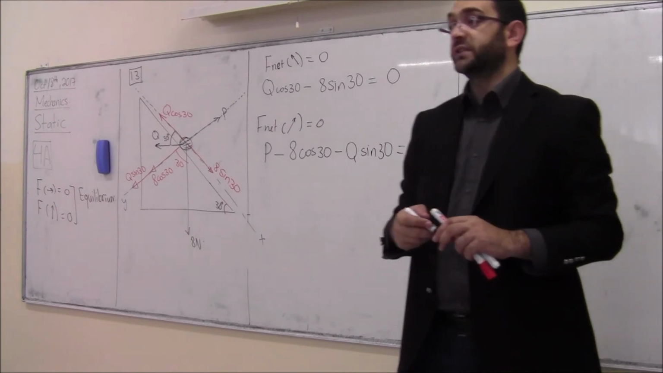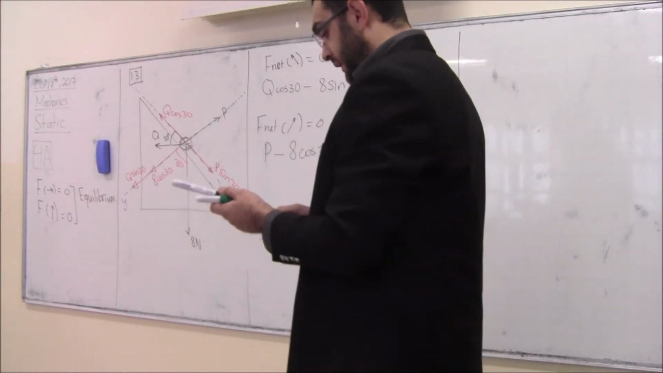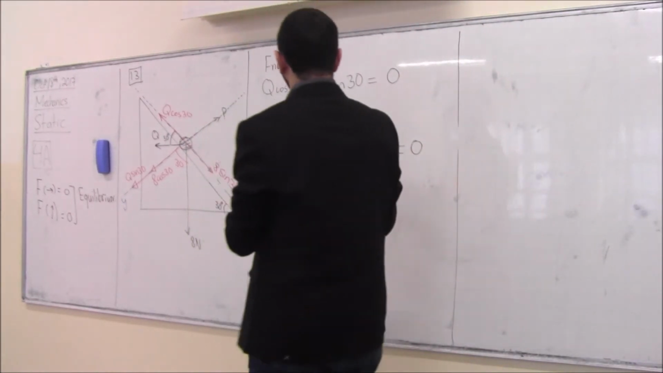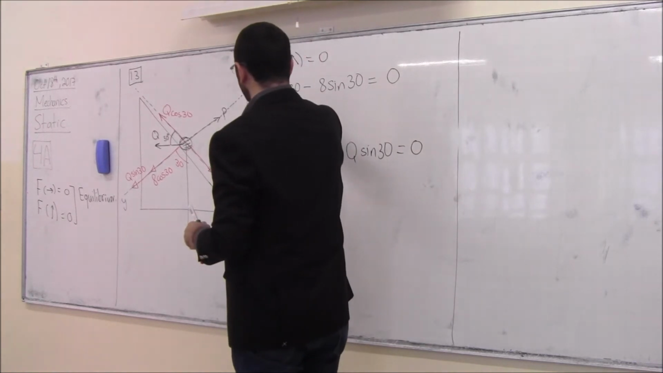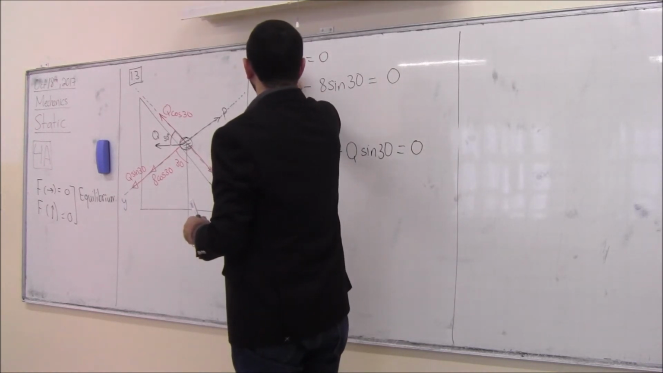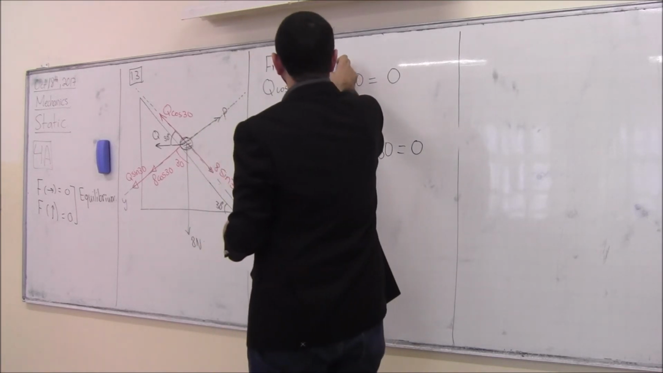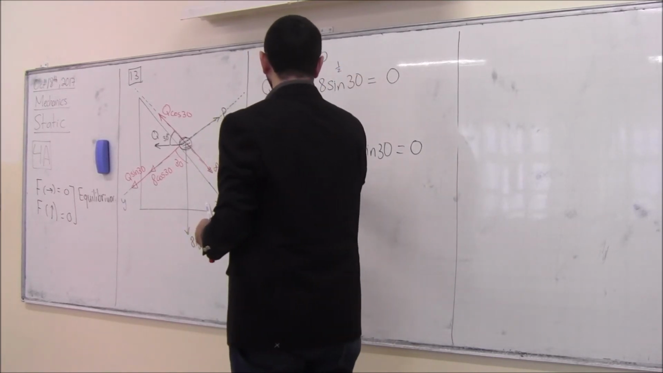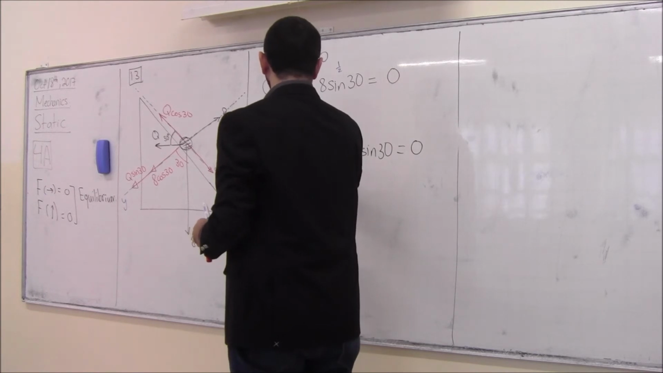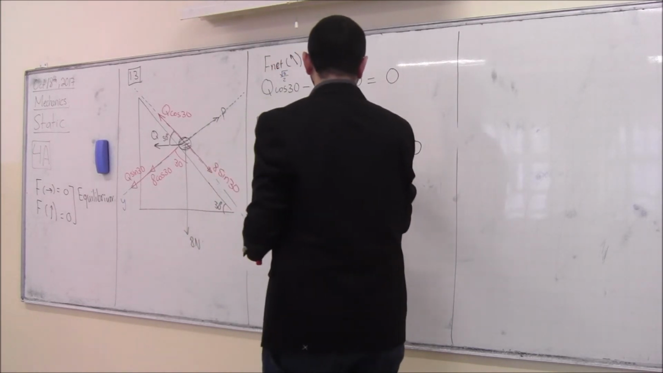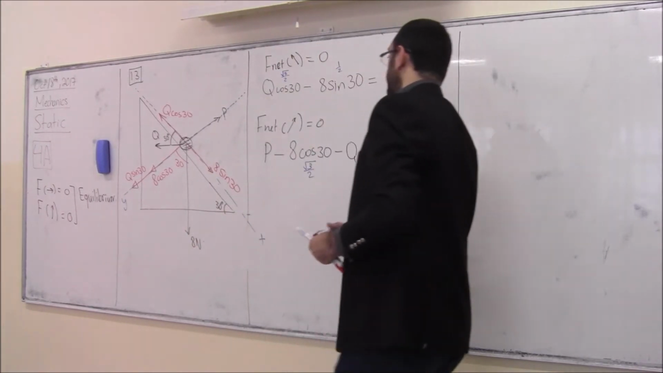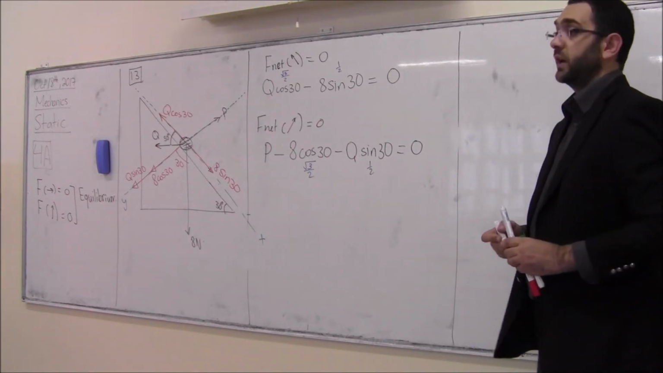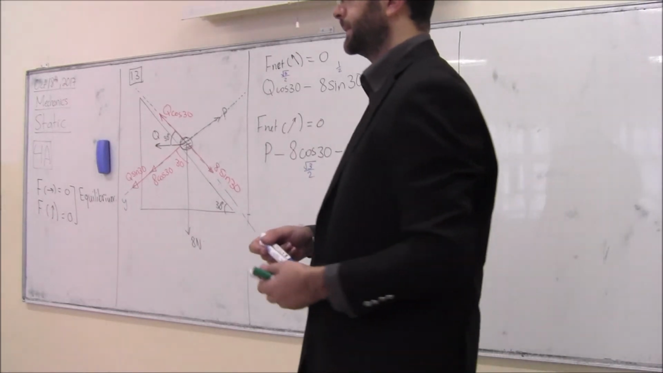Again, you have to solve this equation using algebra. To simplify this, instead of cosine, use square root of 3 over 2. Sine is 1/2. Cosine here is square root of 3 over 2. By doing algebra, you can find P and Q.